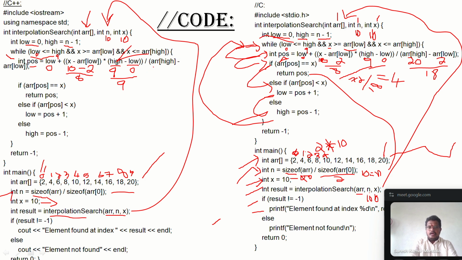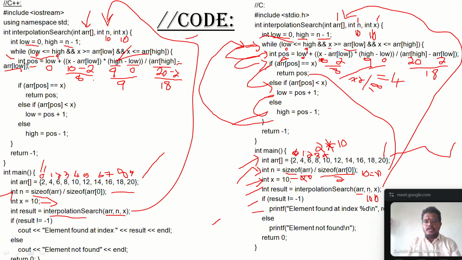Then arr of high. What is the arr of high value? 20. Minus arr of low. What is the arr of low value? 2. 20 minus 2, what value will I get here? 20 minus 2 means I will get 18. So this is the thing I am getting.